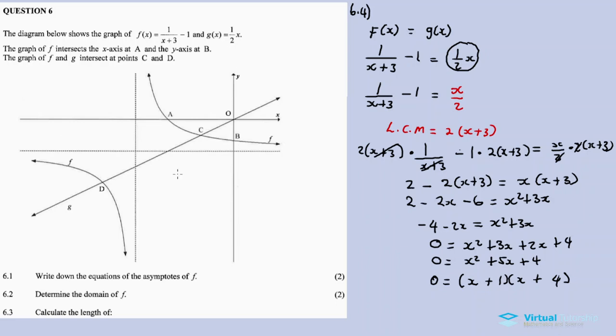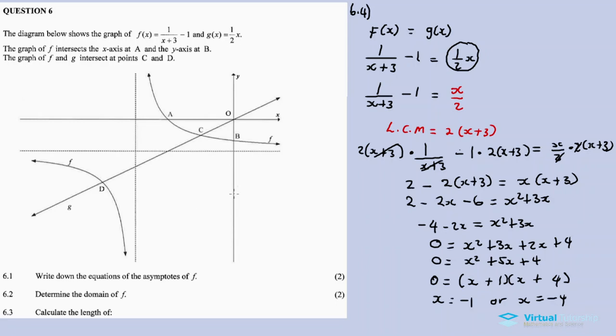This is the y-axis, x-axis, and then this is also the y and x axis part for the hyperbolic function. But the true one is this one. So this x value for C is negative, and this x value for D is negative. Therefore x is equal to -1, which is the x coordinate for C, or x is equal to -4, which is the x coordinate for D.